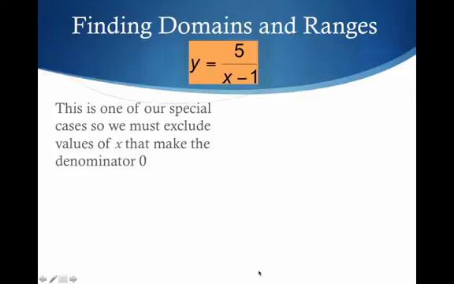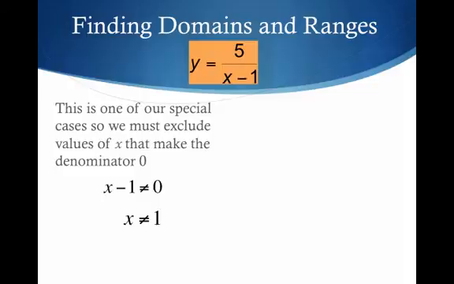All right, what about this one? y equals 5 divided by x minus 1. Again, this is a special case because we have a fraction with x in the denominator. What value for x is going to make that denominator 0? Well, x minus 1 can't equal 0, or x can't equal 1. This is one of those where many of you just look at that denominator and say, hey, x can't equal 1. All right, x cannot equal 1.